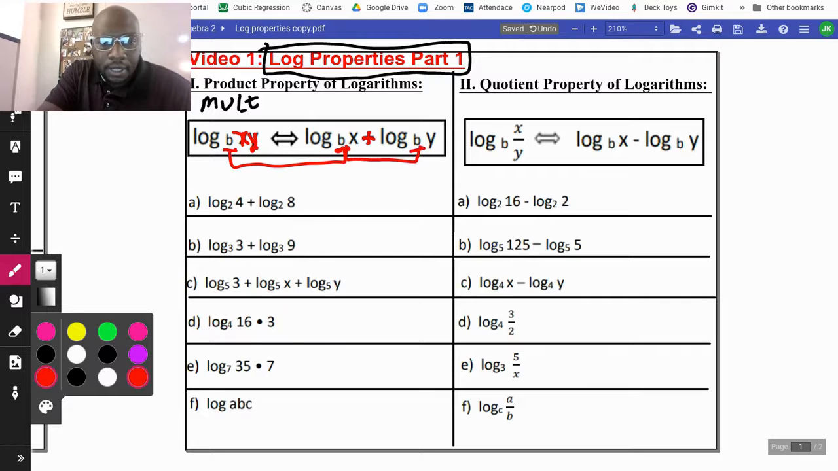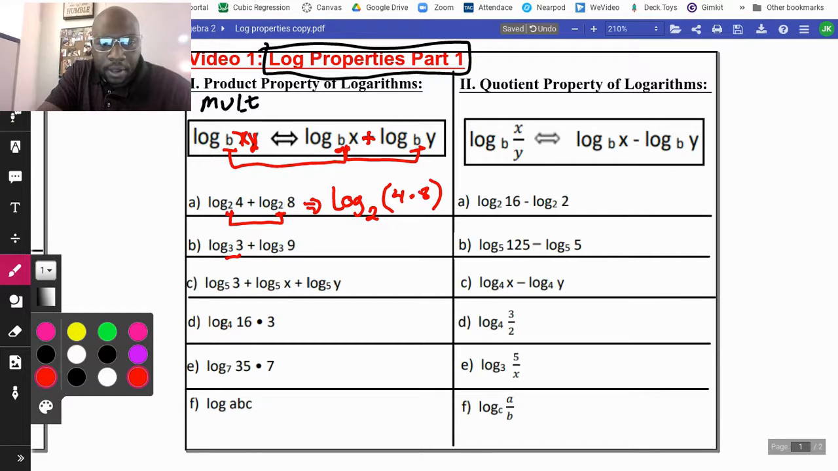So here, look at this case. The base is 2, and the base is 2. Because they're the same, then you can definitely do this. I'm doing log base 2 of 4 plus log base 2 of 8. Then you can just do log base 2 of, open parentheses, 4 times 8. You get that?